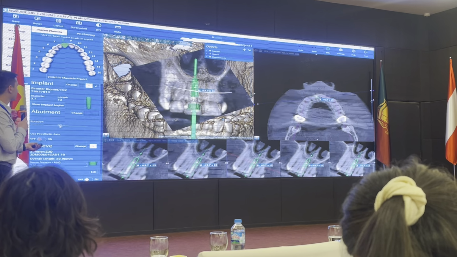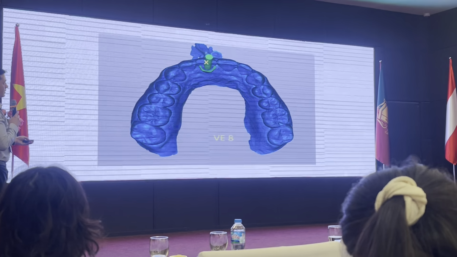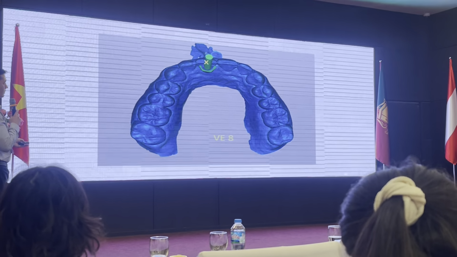Okay, so let's keep going. This is how the scan looks before we've extracted the tooth.